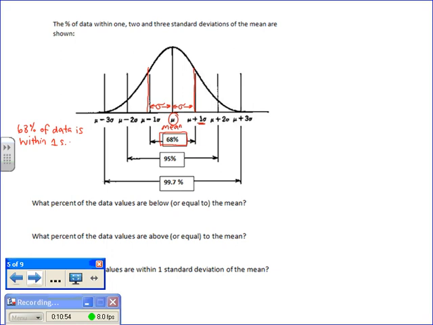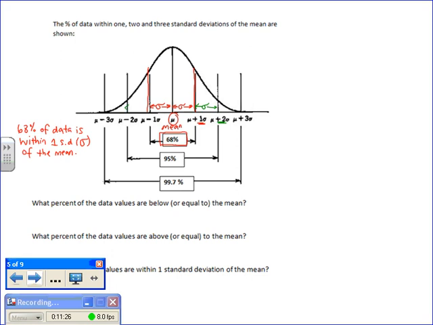So 1 standard deviation, which we represent with that little sigma, of the mean. This is always true for normally distributed data. Any bell curve that you're looking at, it's always true to say that 68% of that data falls within 1 standard deviation. I can go out 1 more standard deviation. Now I'm 2 standard deviations away from the mean.